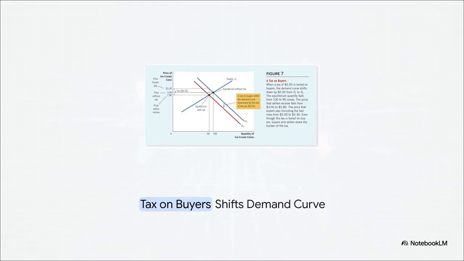Watch this in action. Let's say the government forces the buyers to pay the tax. The entire demand curve just shifts straight downward by exactly 50 cents. The market equilibrium slides down the supply curve. So now, consumers are out of pocket $3.30, while sellers only get to take home $2.80. That 50-cent wedge right in the middle, that goes directly to government revenue.